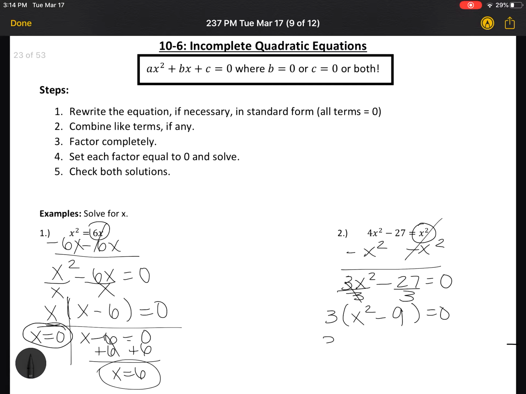So I can do dots there. Dot signs are always plus and minus. Square root of x squared is x. Square root of 9 is 3. Okay, I can't factor anything further, so I actually have 3 factors here: 3, x plus 3, and x minus 3. So I'm going to t-chart breaking those up, and I'm going to set each of them equal to 0.